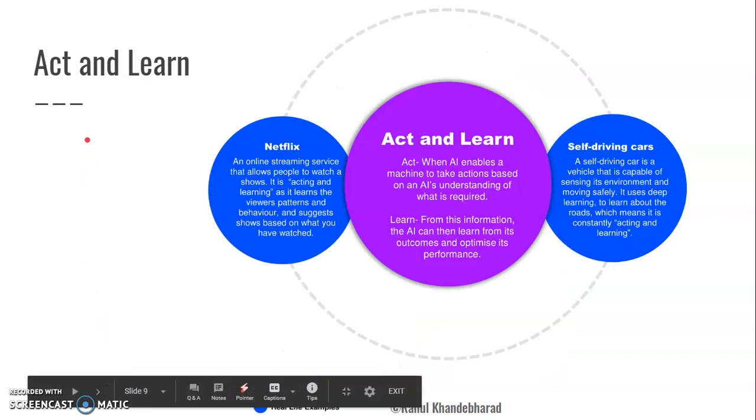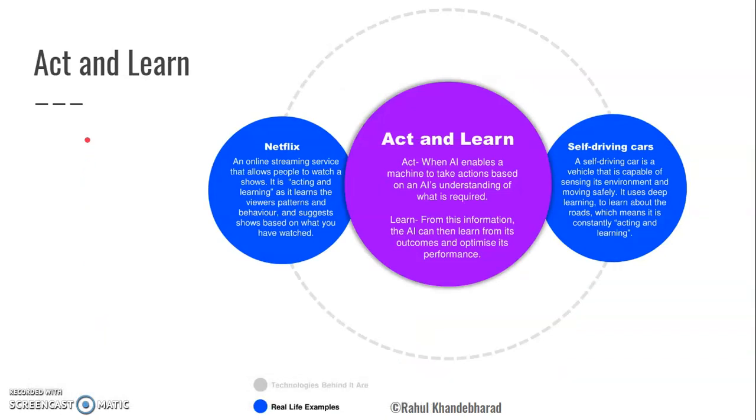Here we have act and learn. Act means the AI enables the machine to take actions based on AI's understanding that it has already learned from the patterns. And learning means from this information AI can learn from its outcome and optimize the performance. As we have already seen, in reinforcement learning, it takes the input and it knows the result that if I do this, this will happen. So it takes the appropriate decision.